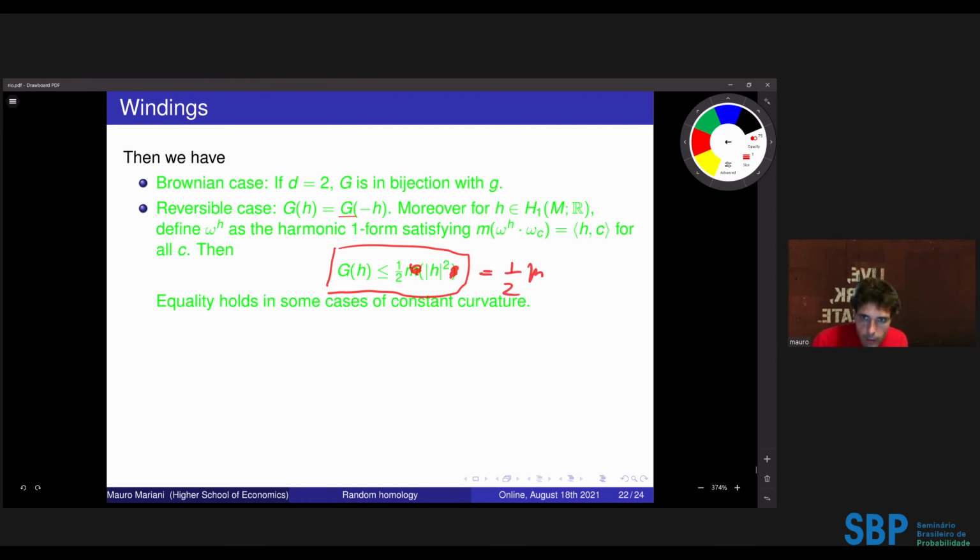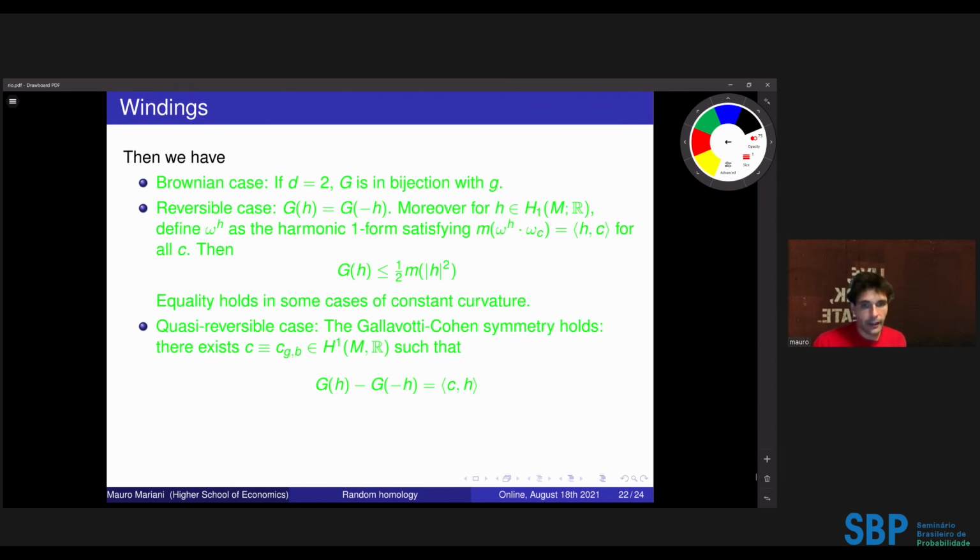So H square is 1/2 m of omega H square. So the L2 norm of the one form associated to this homology. And the equality may hold. And you can make examples with constant curvature in some cases.